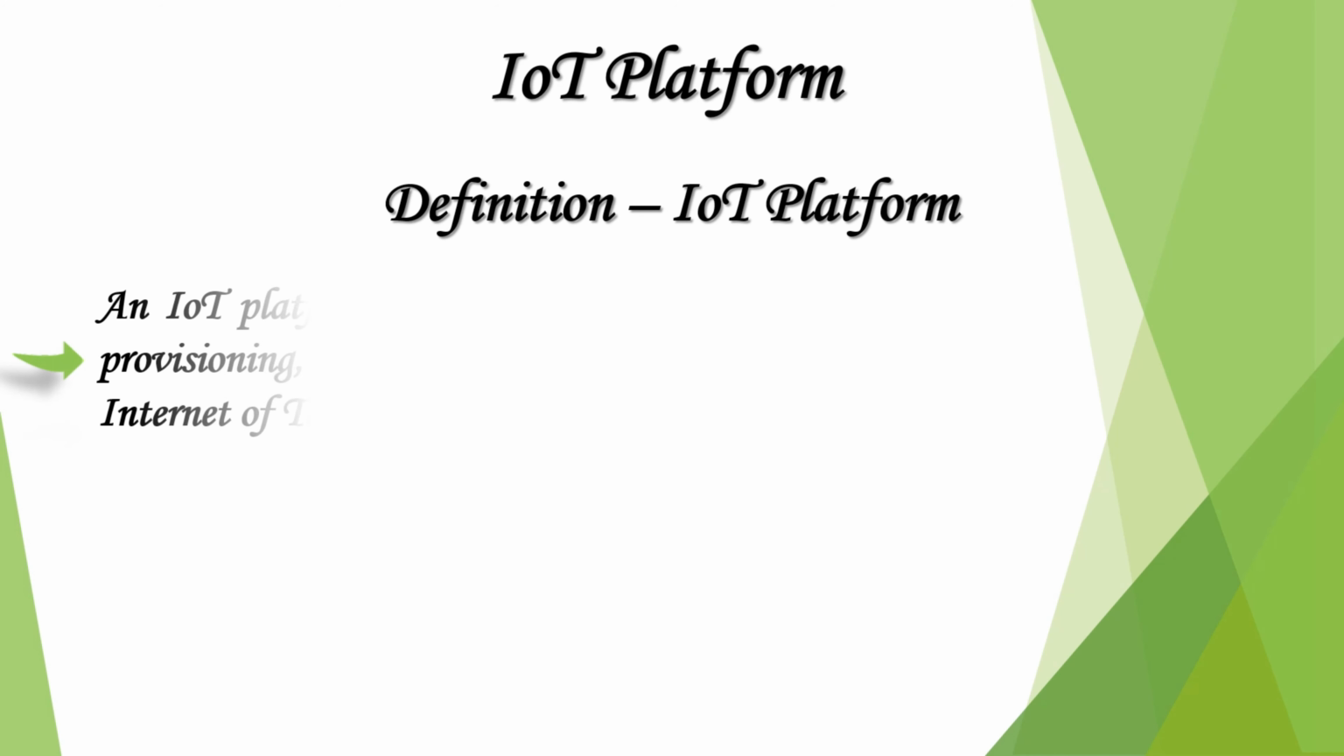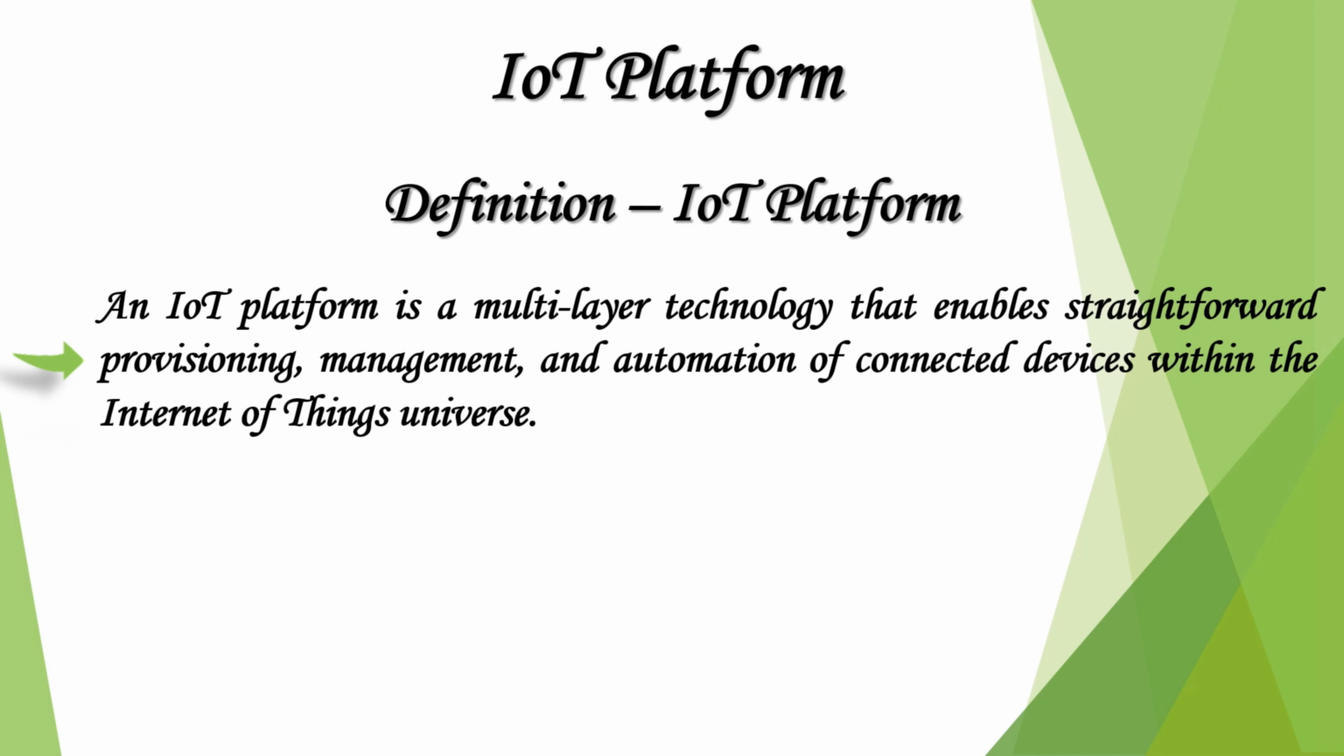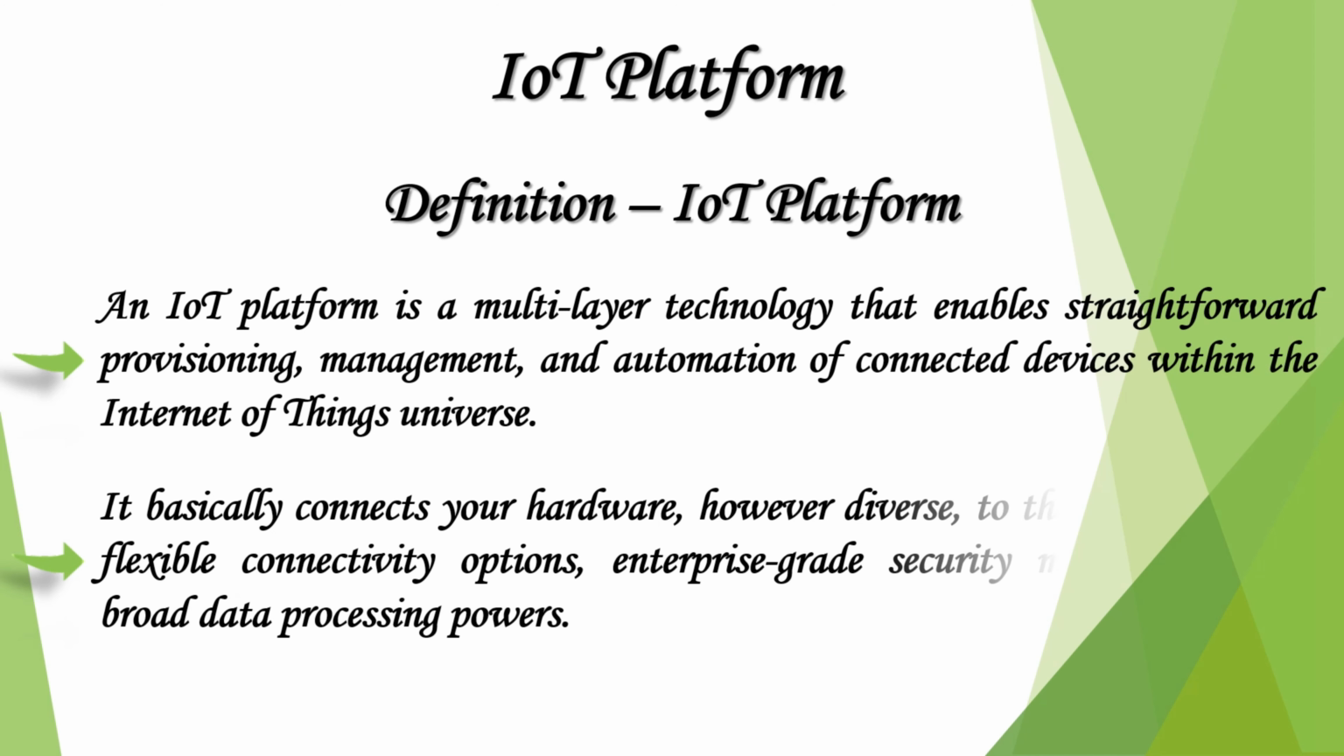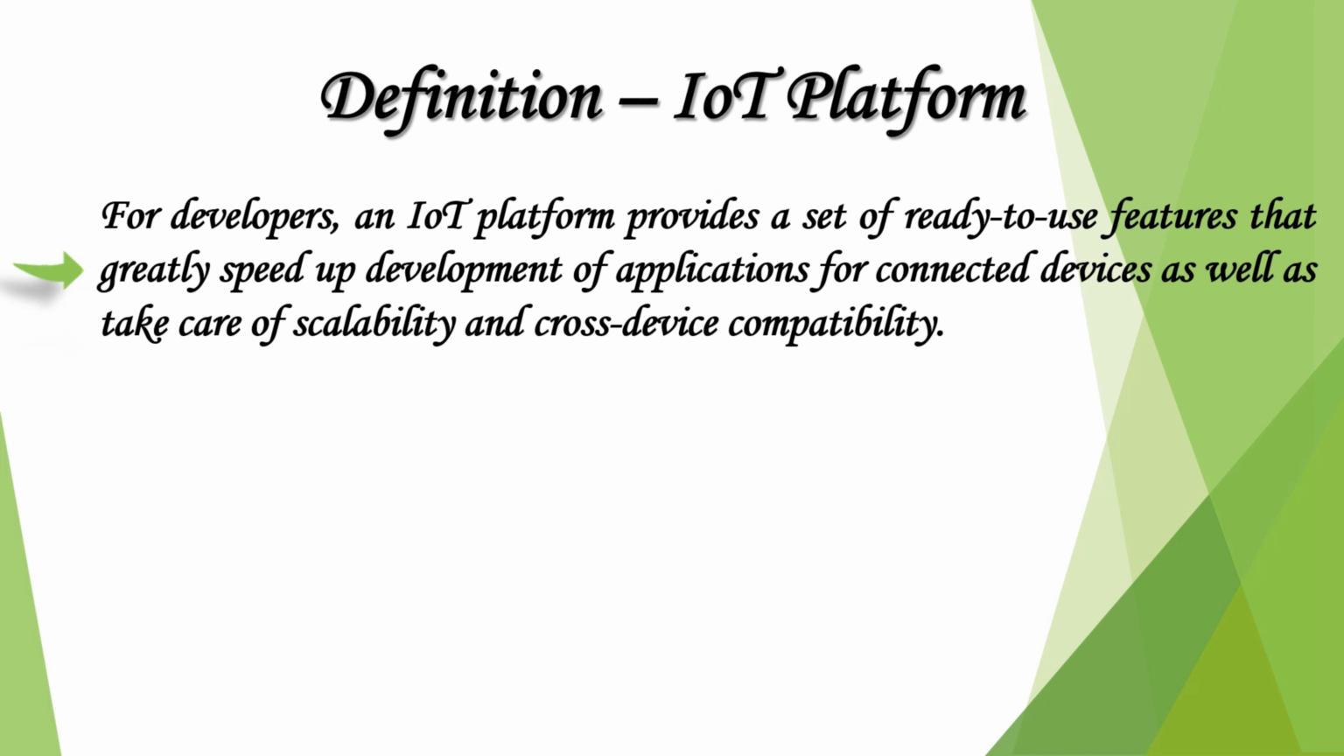Definition: IoT platform. An IoT platform is a multi-layer technology that enables straightforward provisioning, management, and automation of connected devices within the Internet of Things universe. It basically connects your hardware, however diverse, to the cloud by using flexible connectivity options, enterprise-grade security mechanisms, and broad data processing powers. For developers, an IoT platform provides a set of ready-to-use features that greatly speed up development of applications for connected devices as well as take care of scalability and cross-device compatibility.